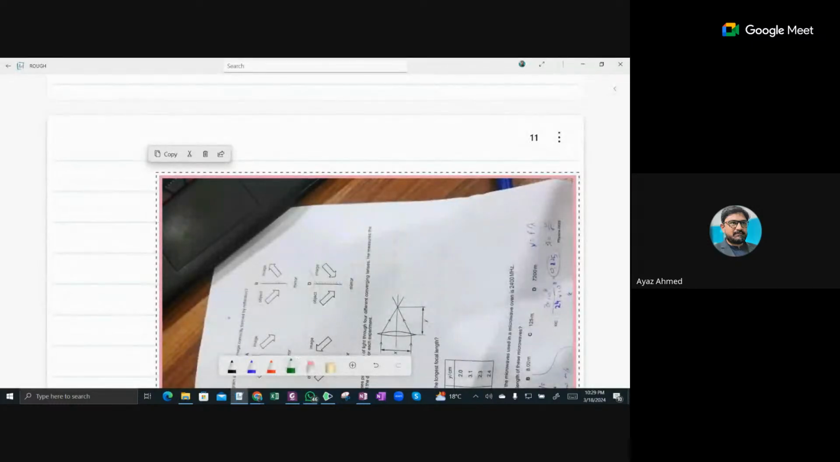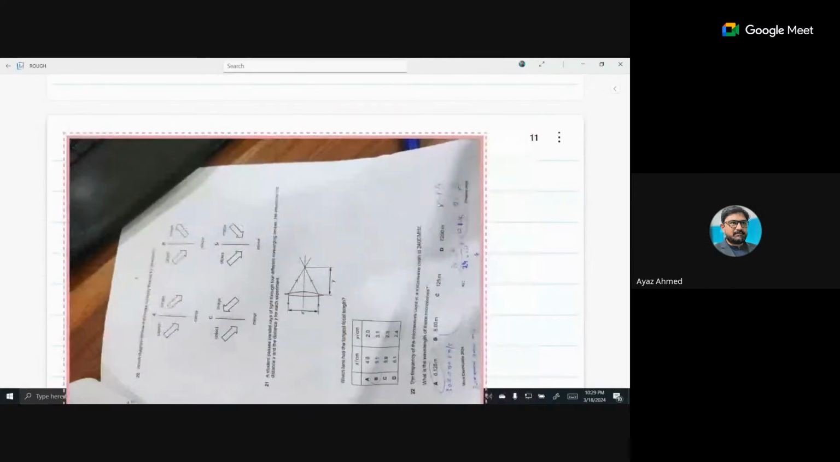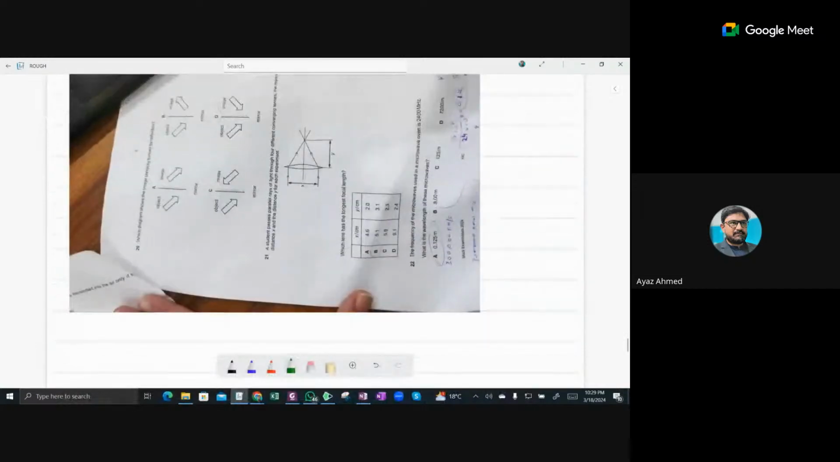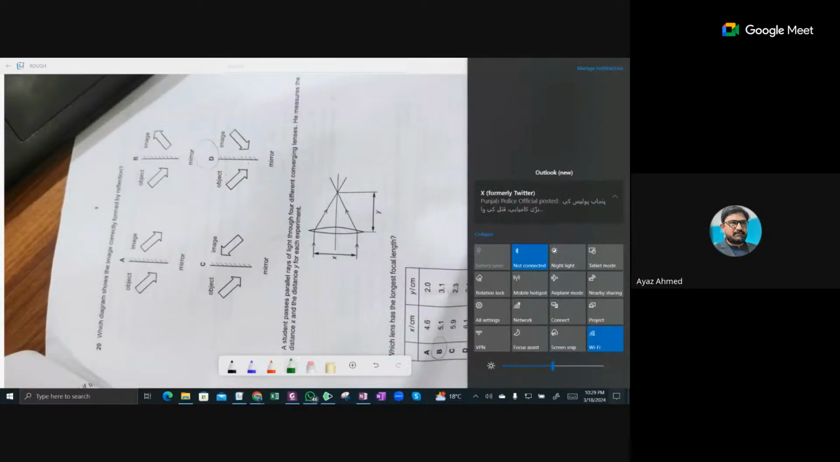Okay, I will try to rotate this, but probably I will not be able to rotate this picture. Anyhow, I will rotate it from here. Locked.